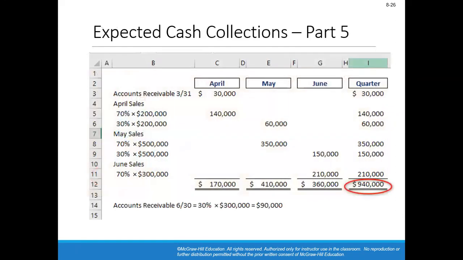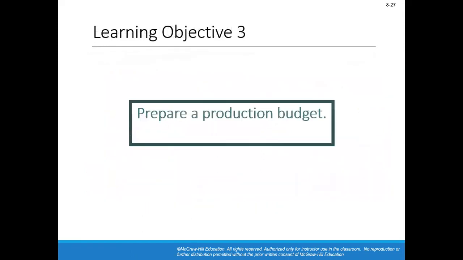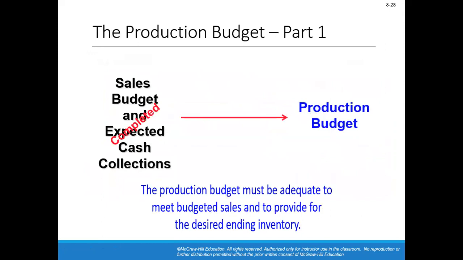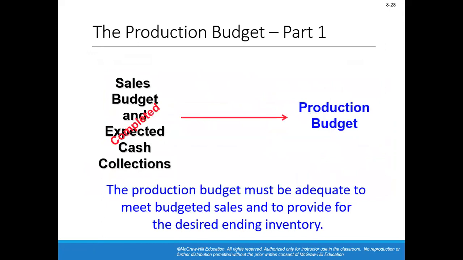Let's proceed. So you already have calculated it now. Let's turn to the production budget. As I was saying earlier, the production is directly connected to the sales budget, and our production budget should be prepared in a way so that our production is adequate to meet the budgeted sales. This is one part.